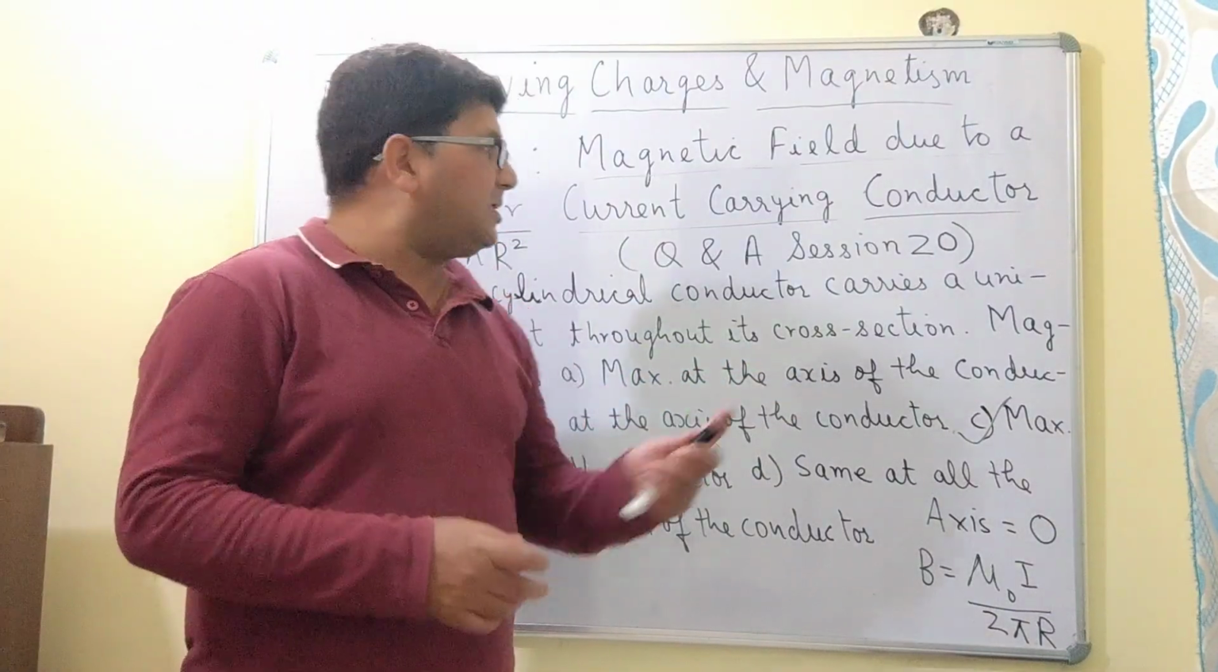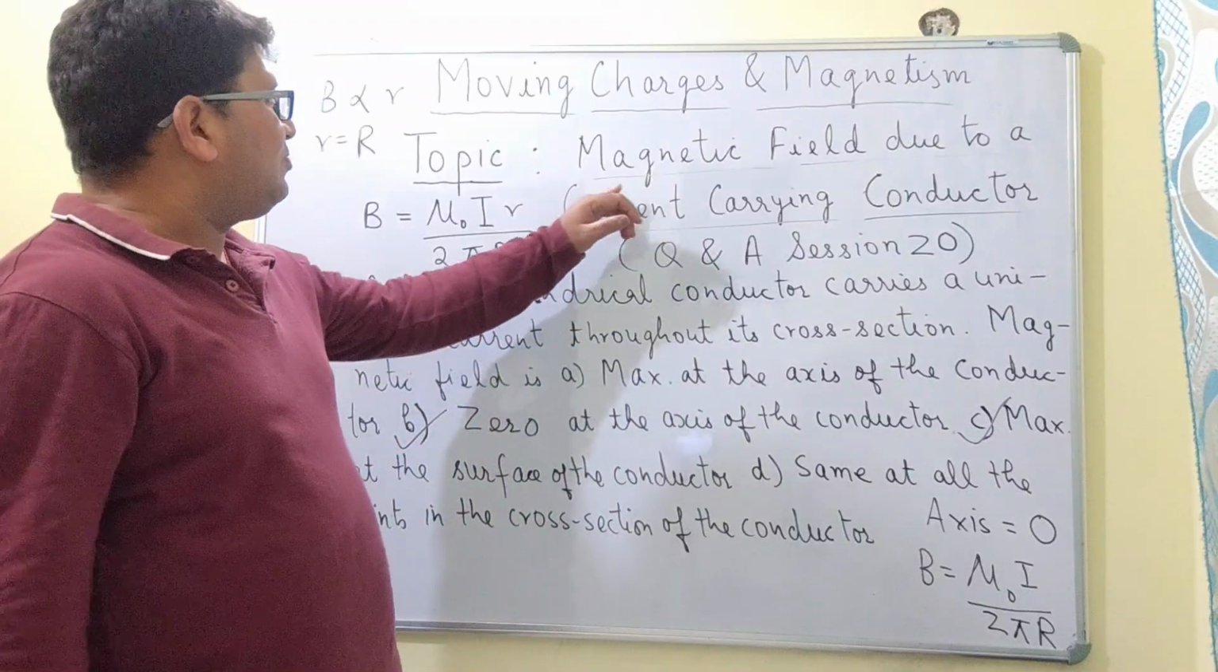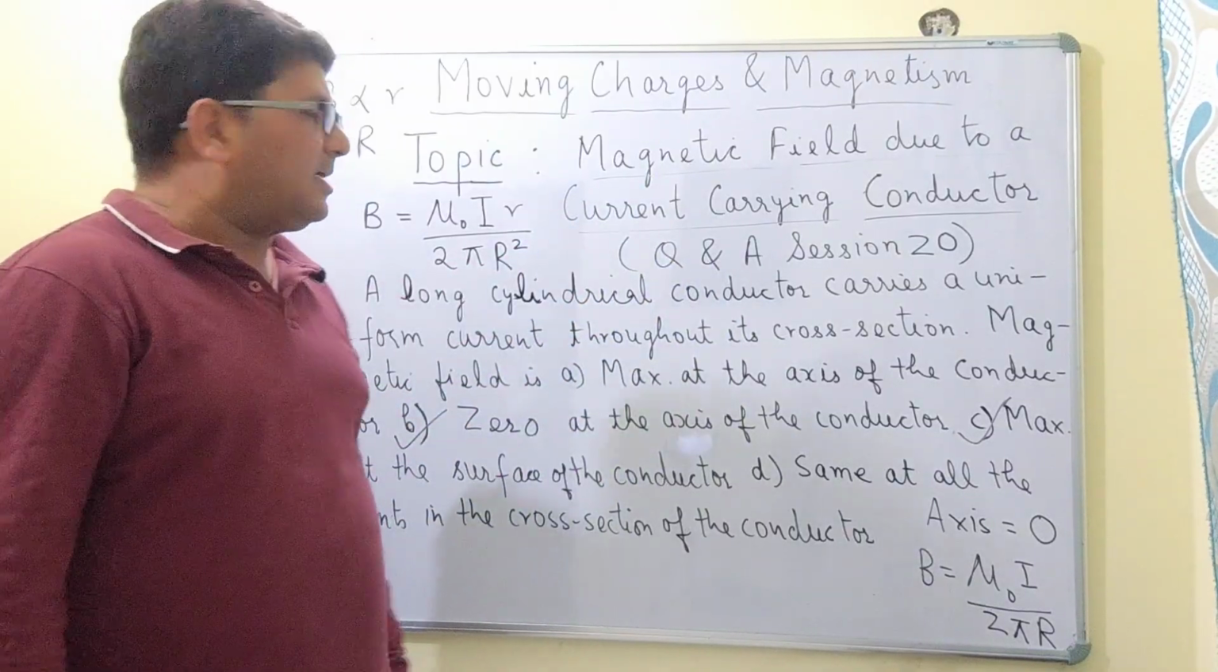In the next session, session number 21, we will discuss a different type of question from the same topic, that is the magnetic field due to a current carrying conductor.